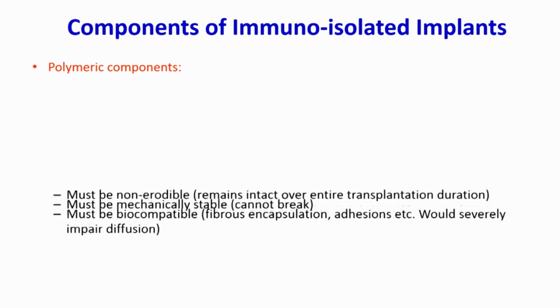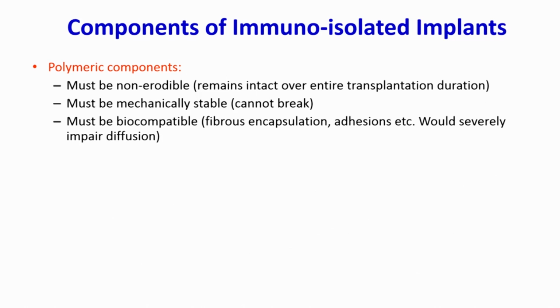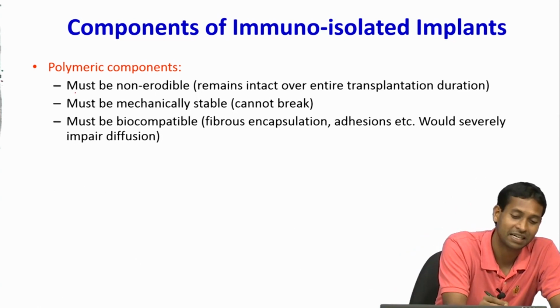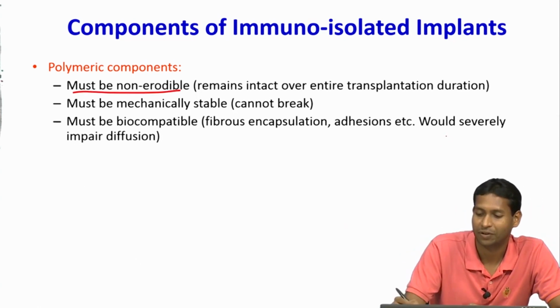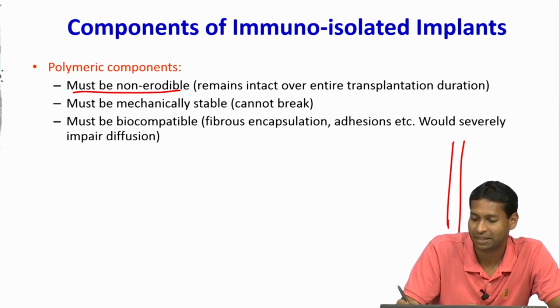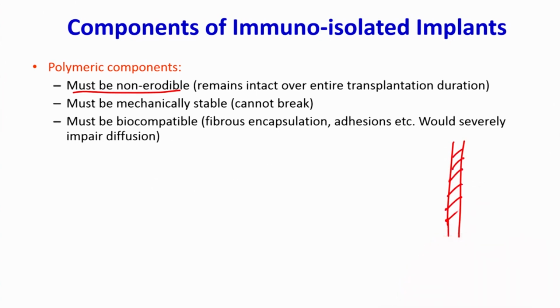So, let us look at various components of immuno-isolated implants. There could be a polymeric component, as I said, this barrier could be a polymeric barrier. If you want this to be for life, it has to be non-erodible. If the barrier is made out of polymer, it cannot erode, because if it starts eroding then the pore sizes will start to increase, and then antibodies and even cells can go in and out, and that will not be good.